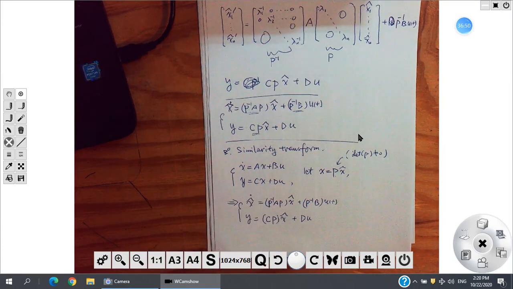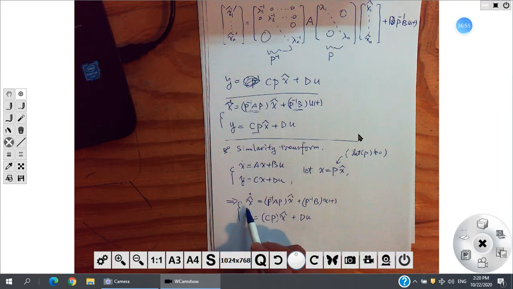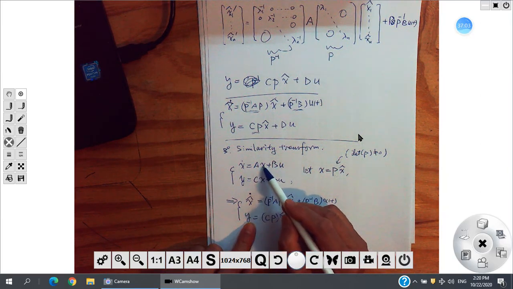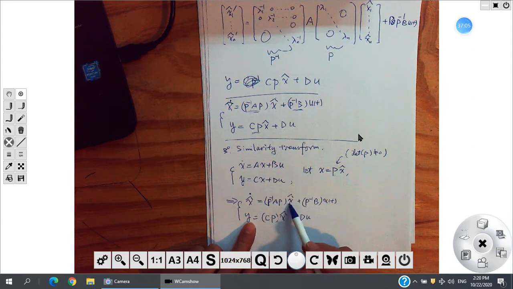Now we have this. Compared with the original one, the relation between input and output is the same, but the state variables change. We use a new variable for the state variable, and of course the matrices also change.